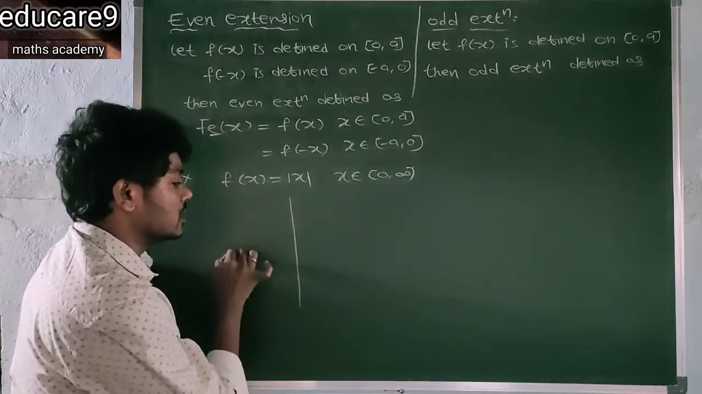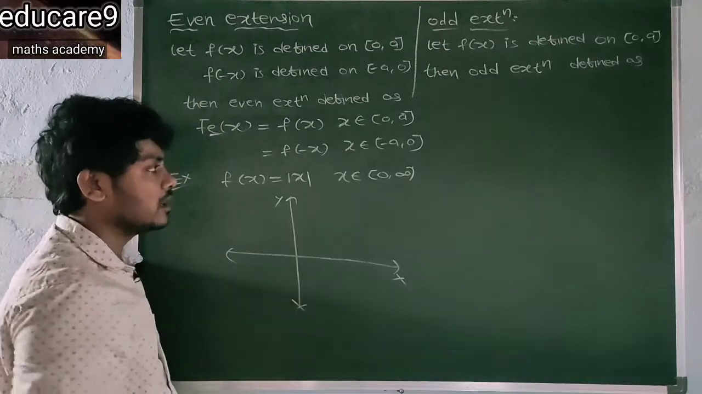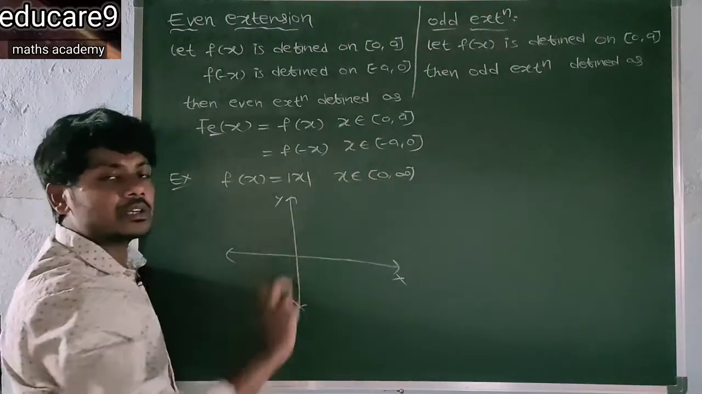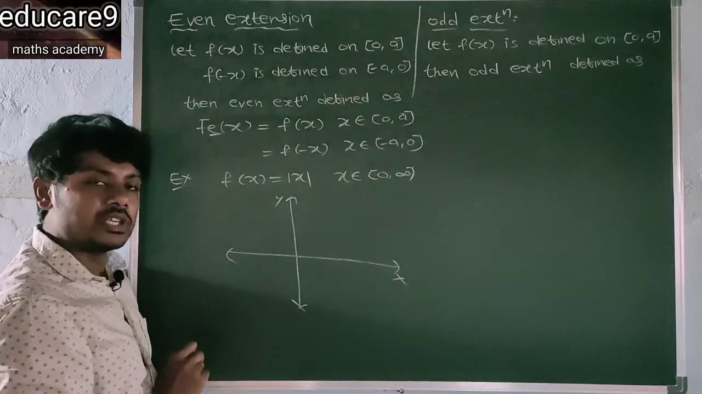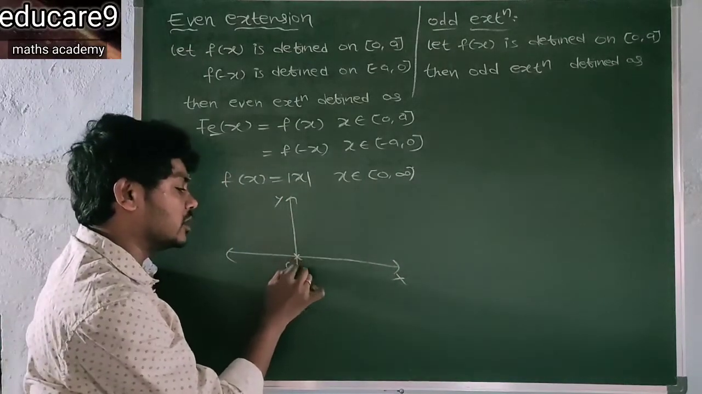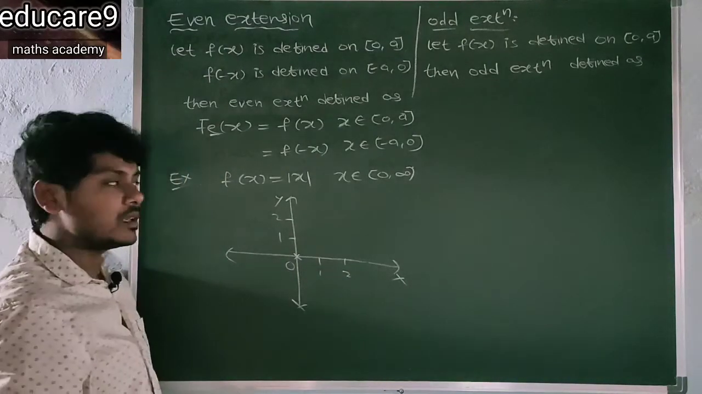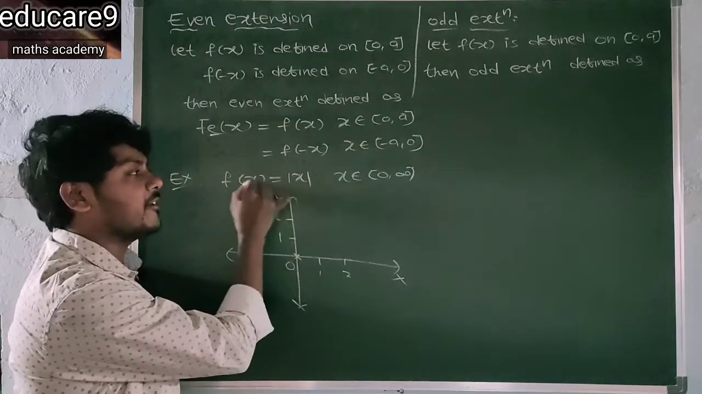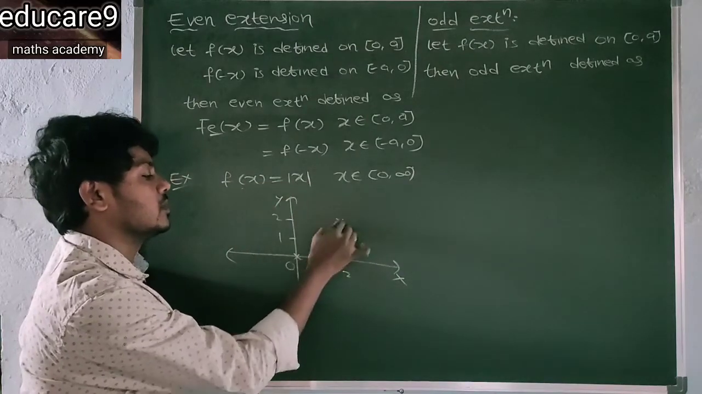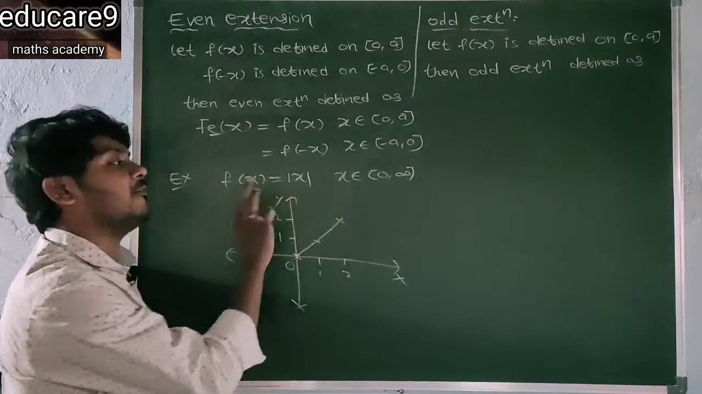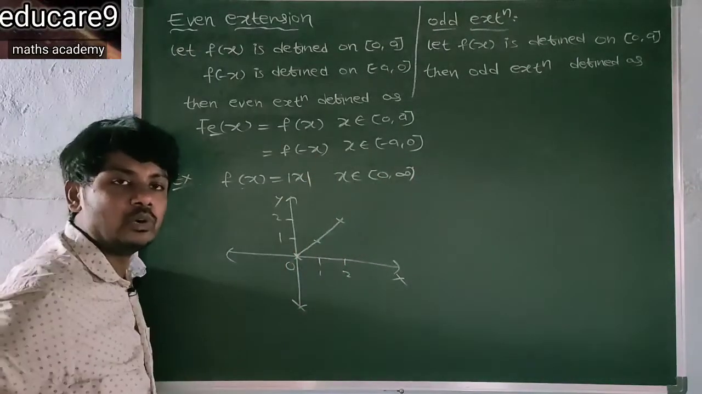See here, consider both the x and y axes. Now x values are what? The closed interval 0 to infinity. For example, if you put x equals 0, it becomes 0. So this is 1, 2, here 1, 2. Now at x equals 1, what is the f of x value? 1. At x equals 2, what is the f of x value? 2. So this is the graph of the given function when x belongs to the closed interval 0 to infinity.